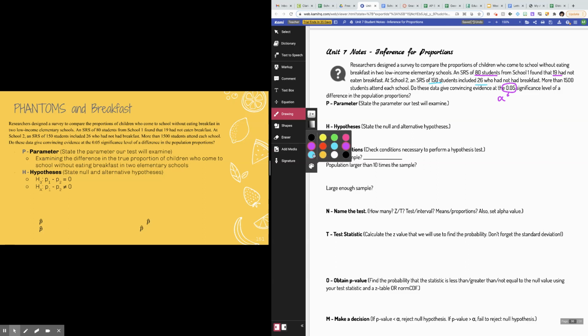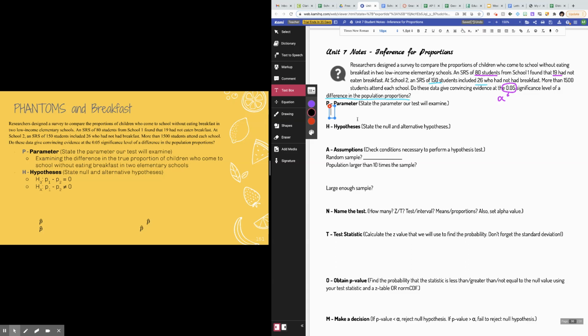The last thing I want to point out is they are asking us about a difference in the population proportions. So not whether school 1 is larger than school 2 or less than school 2, just that they're different. What that tells me is that my alternative hypothesis is going to be a not equal to hypothesis. All right, so let's go through all of the steps.